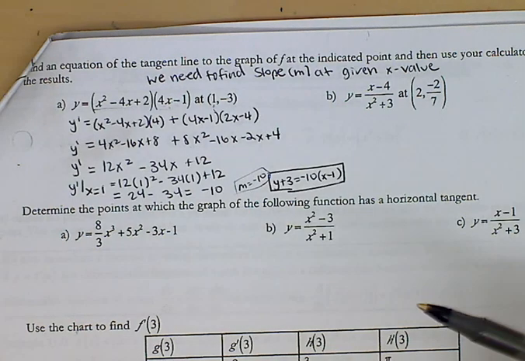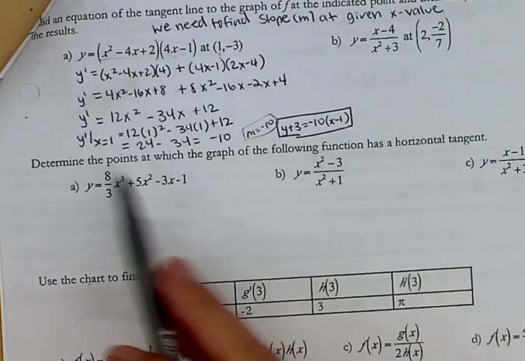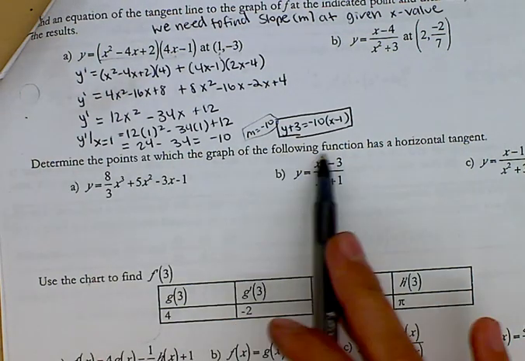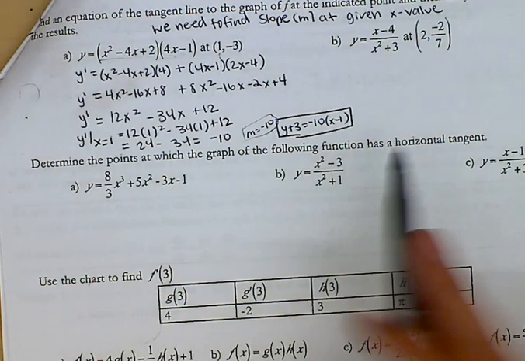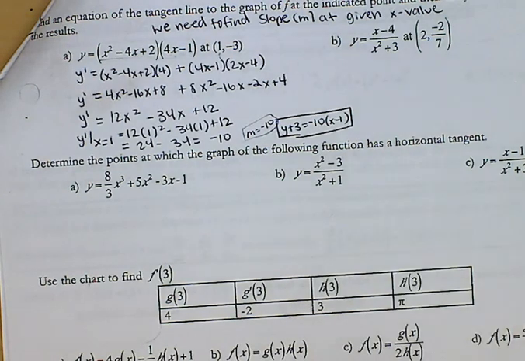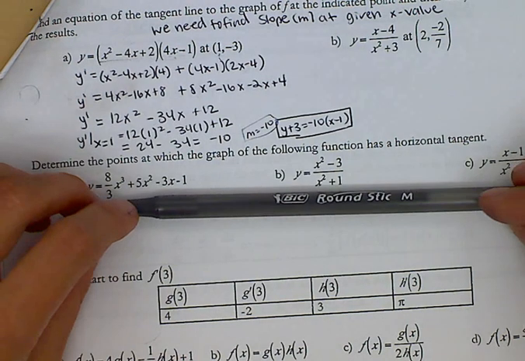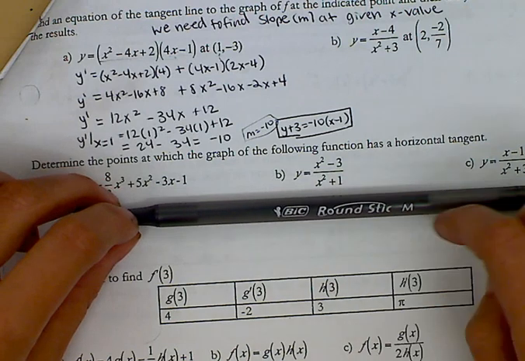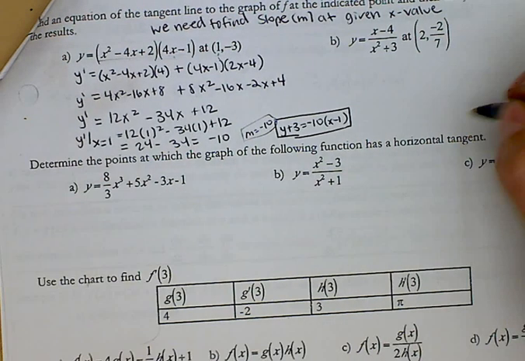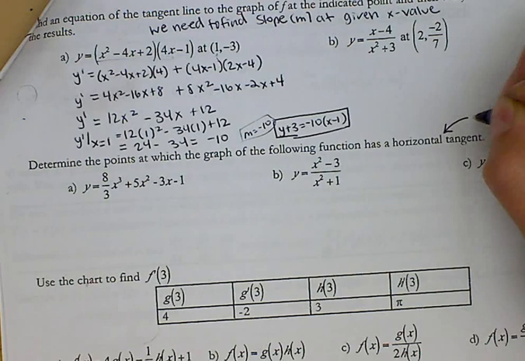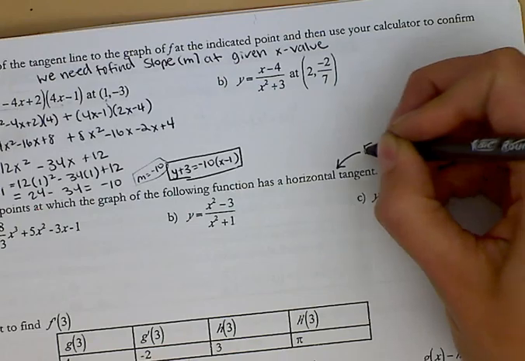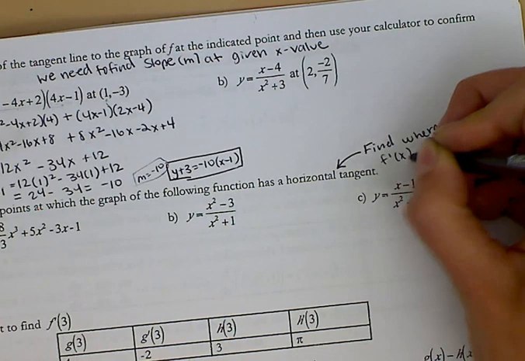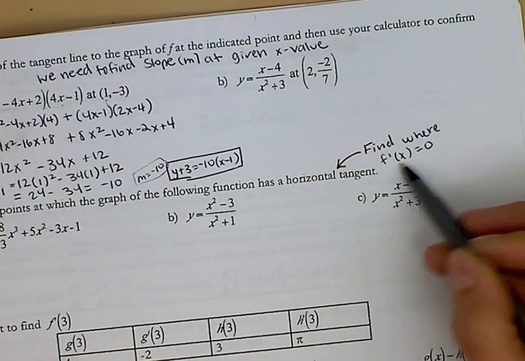So this one wants us to determine the points at which the graph of the following function has a horizontal tangent. So where it has a horizontal tangent, remember the tangent line is the slope, and to be horizontal it's going to look like this. So it's where the slope is equal to 0. So here, the horizontal tangent means find where f prime of x equals 0. So where the derivative is 0 is where the slope is going to be 0.